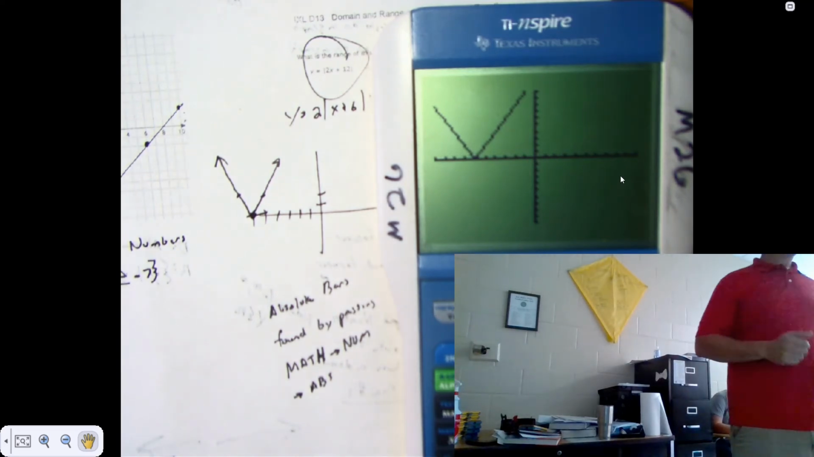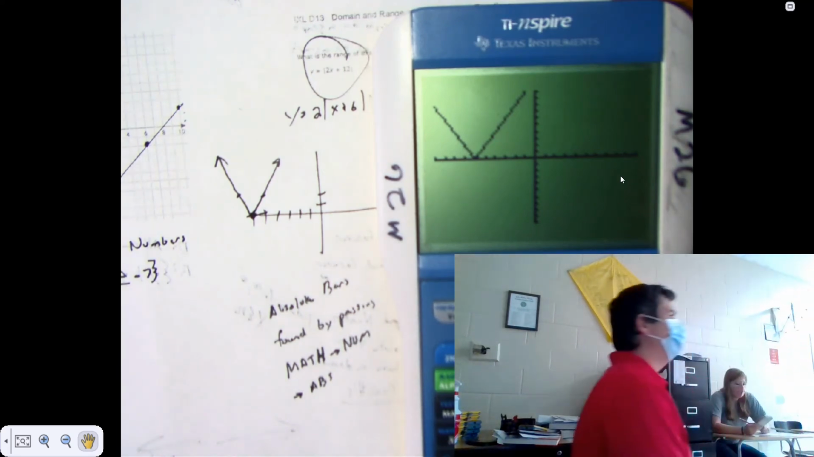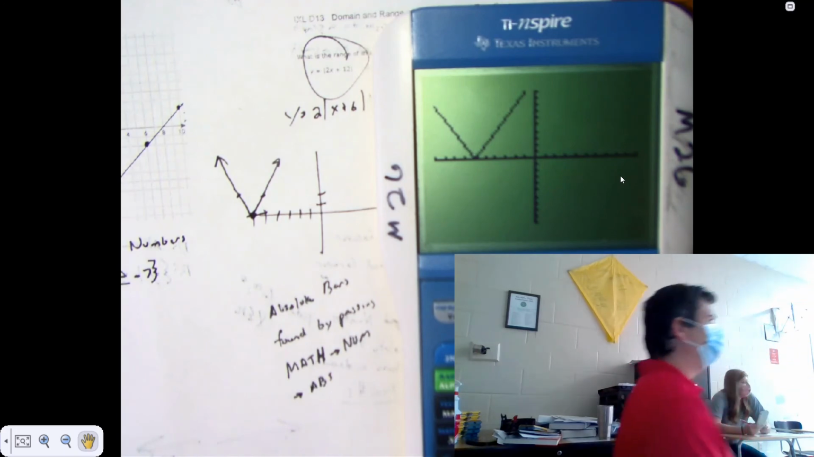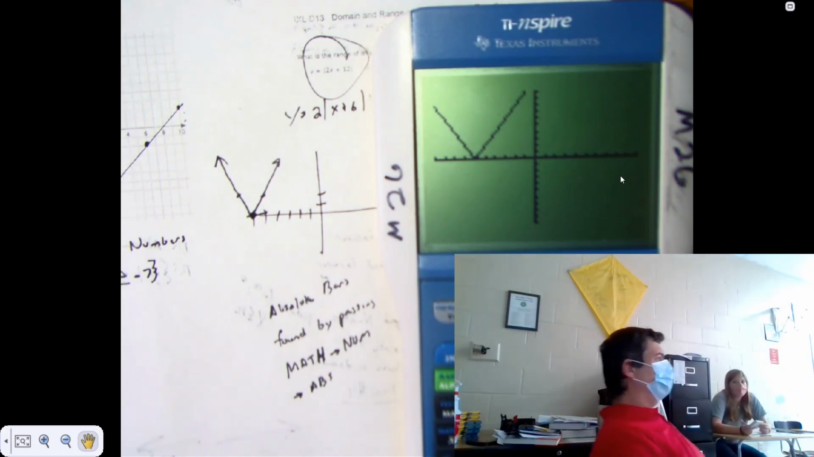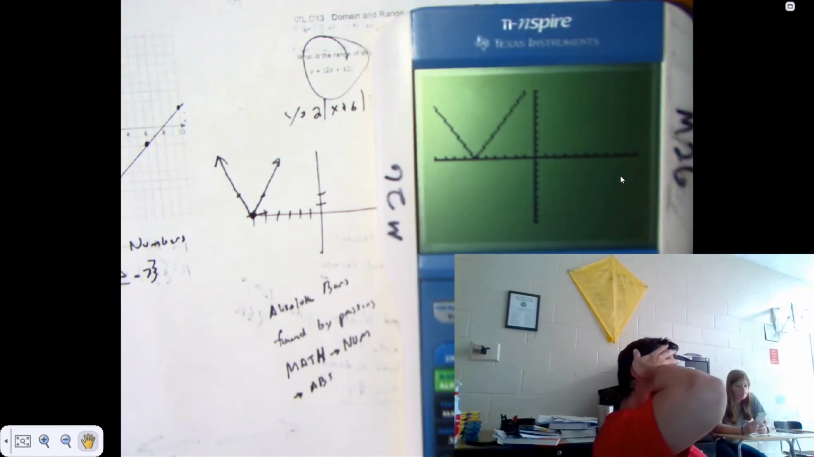Don't do zoom fit. Never do zoom fit. Mine doesn't have zoom 6. You don't have a TI? Are you saying the 6th one? Yes. Oh, zoom standard, zoom 6. Never ever use zoom fit. What's wrong with it? Because it doesn't always set the window zoom properly.